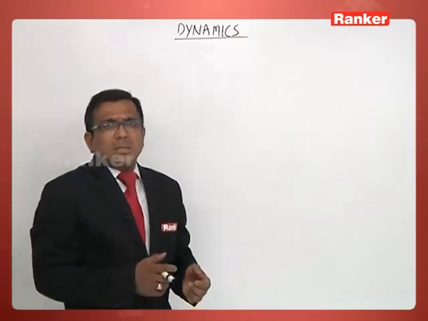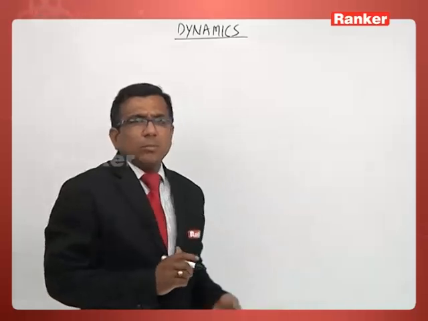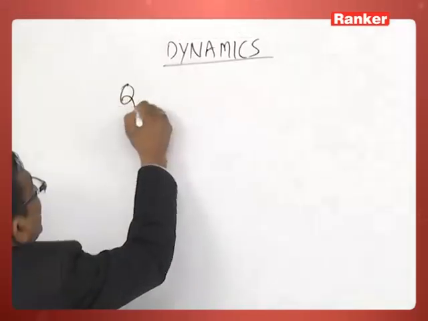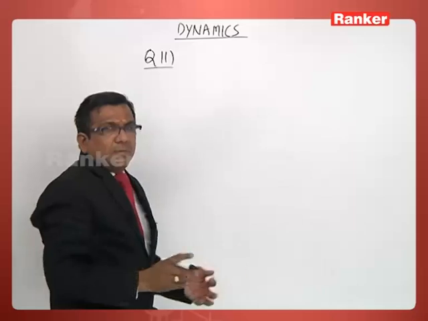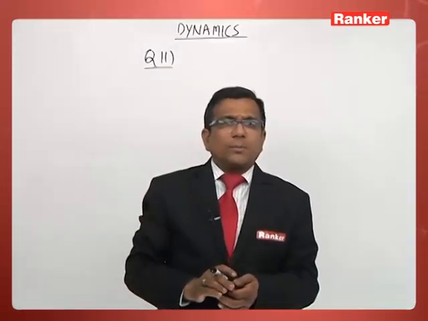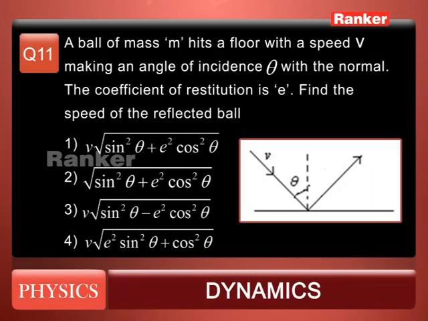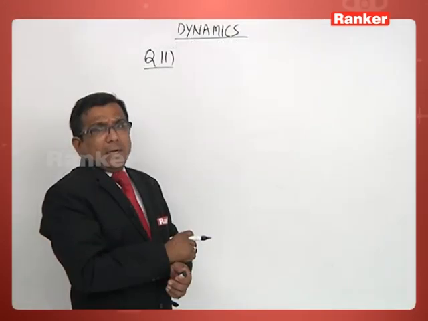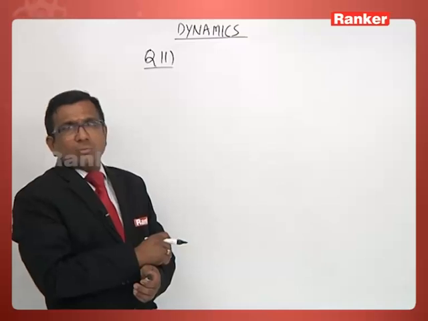Now let us discuss the next problem, that is problem number 11, or you can say question number 11. This is a very important problem, please follow it carefully. A ball of mass m hits a floor with a speed v making an angle theta with the normal, and the coefficient of restitution is given. Find the speed of the reflected ball, and it is a two-dimensional collision. Let us see how to solve this problem.